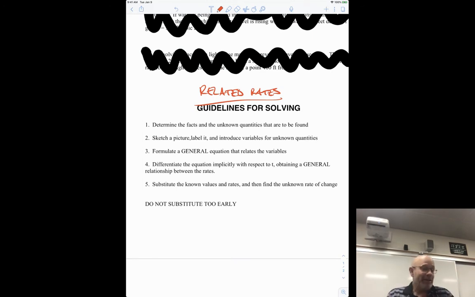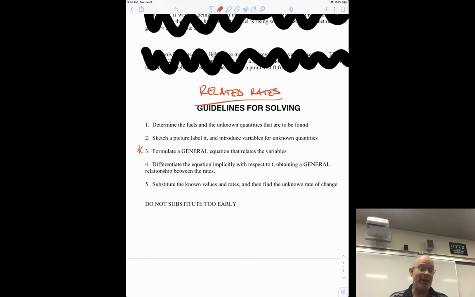So just kind of walk through these, and then I'll just do an example. So I'll go pretty quick. The first step, again, just like optimization, is just to figure it all out, draw a picture, find the unknowns, give things variables, sketch a picture, label it. Then we try to find a formula. Here's the nice thing. The formulas will actually be a little bit easier in this one because you're not having to get one in terms of the other. You just write a general equation that relates all the variables.